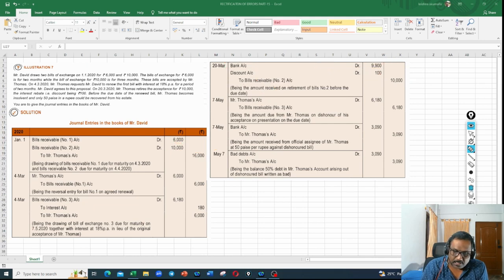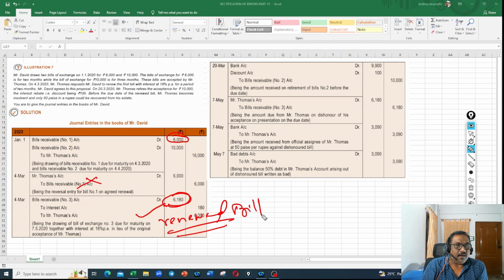Right. Next, what happened? Before the due date of the renewed bill. Where is the renewed bill? First, the bill for 6,000 rupees we had written got dishonored, and he requested us to write a new bill. The new bill is written for 6,180. This bill is called the renewed bill. So what happened before the due date of the renewed bill? The renewed bill is for 6,180. Before the due date of the renewed bill, Mr.